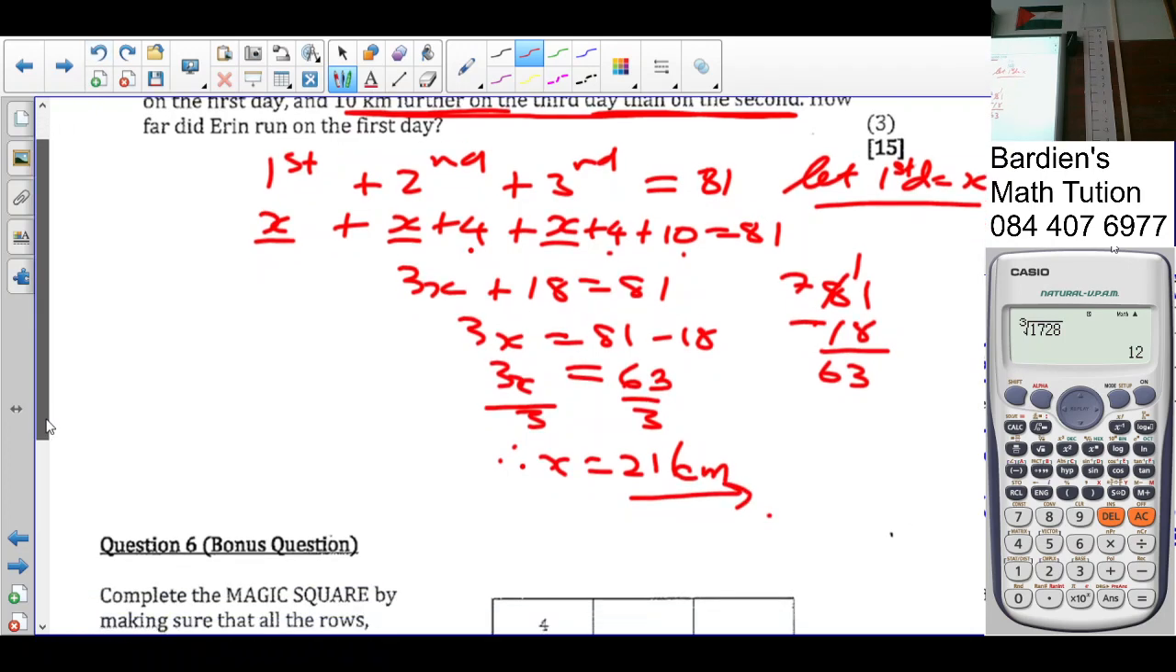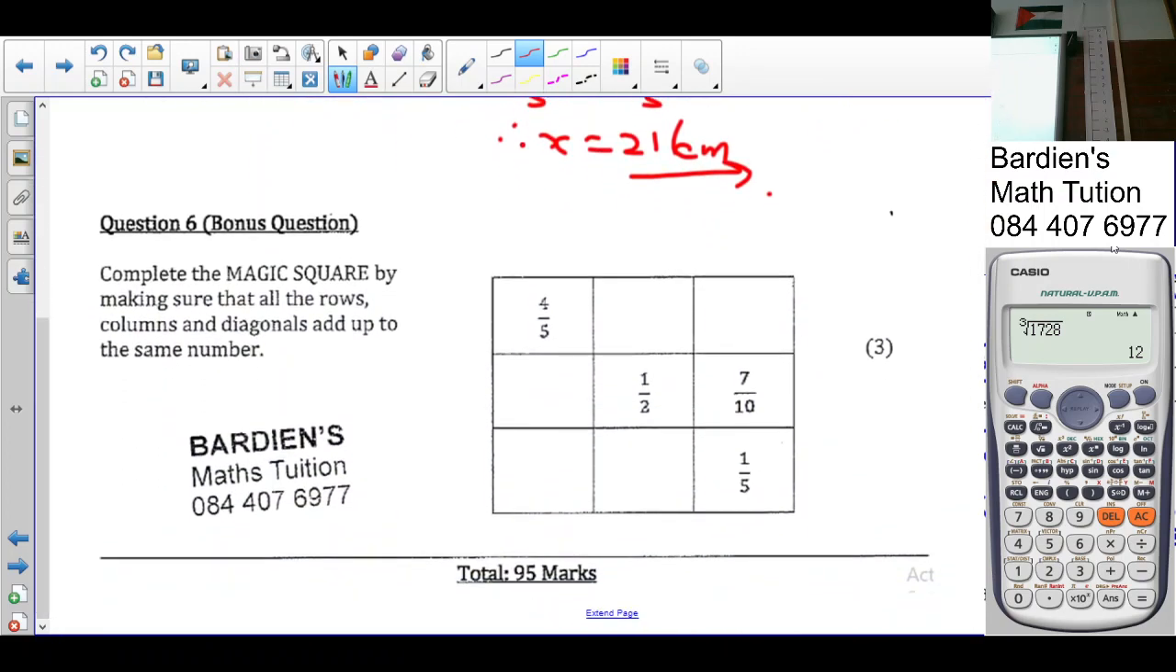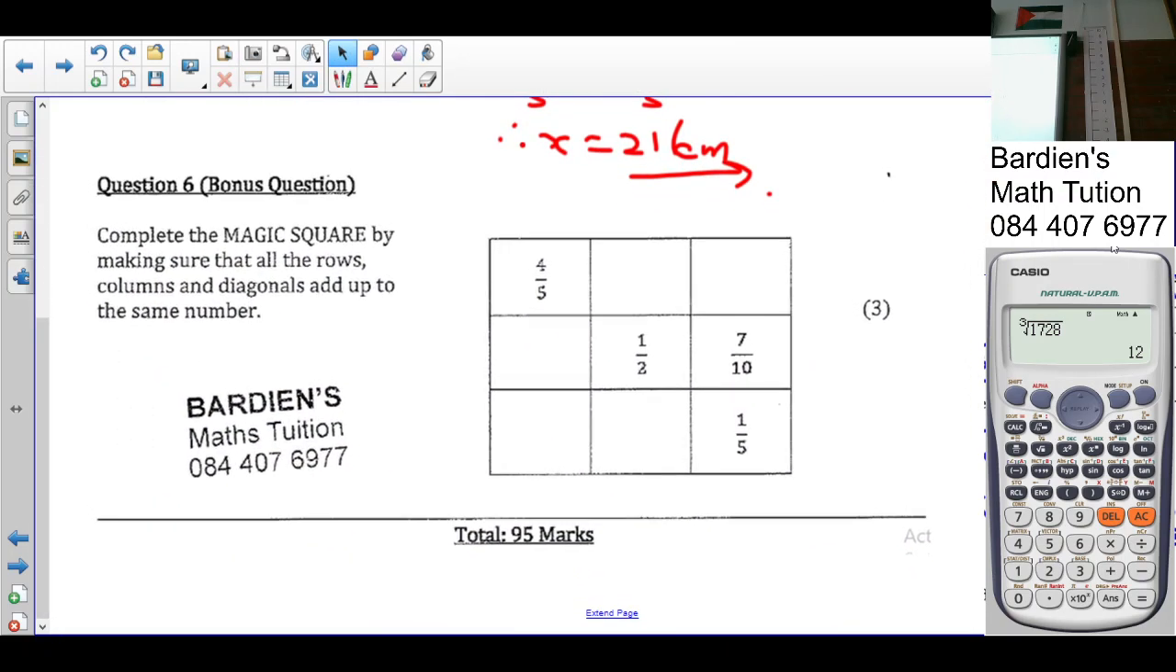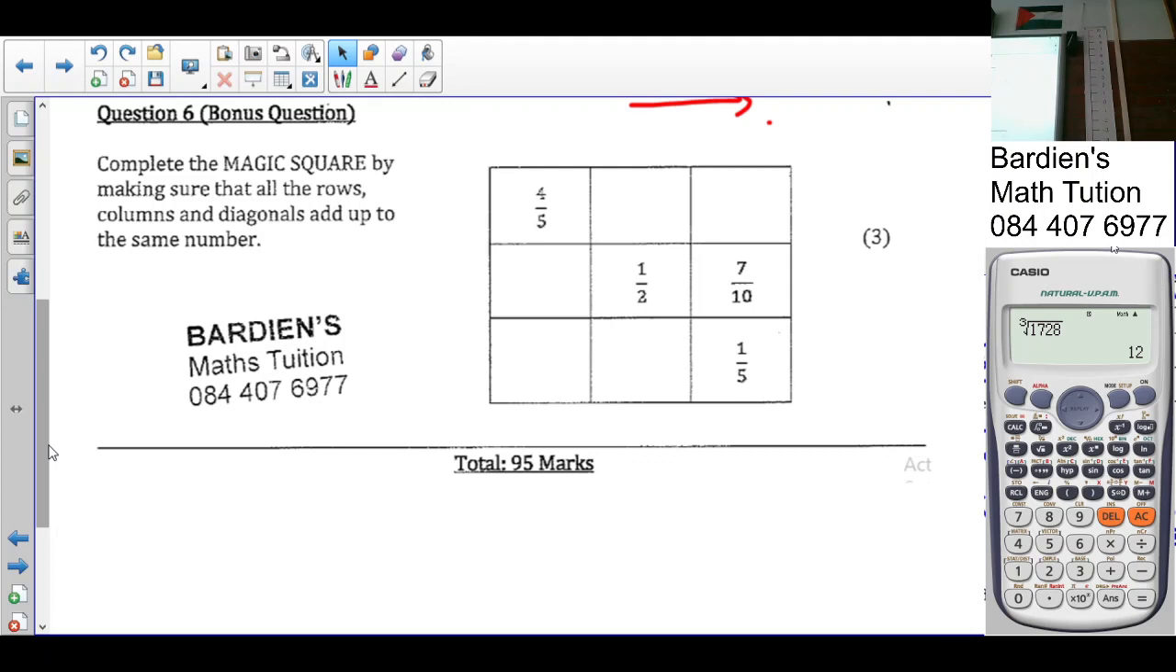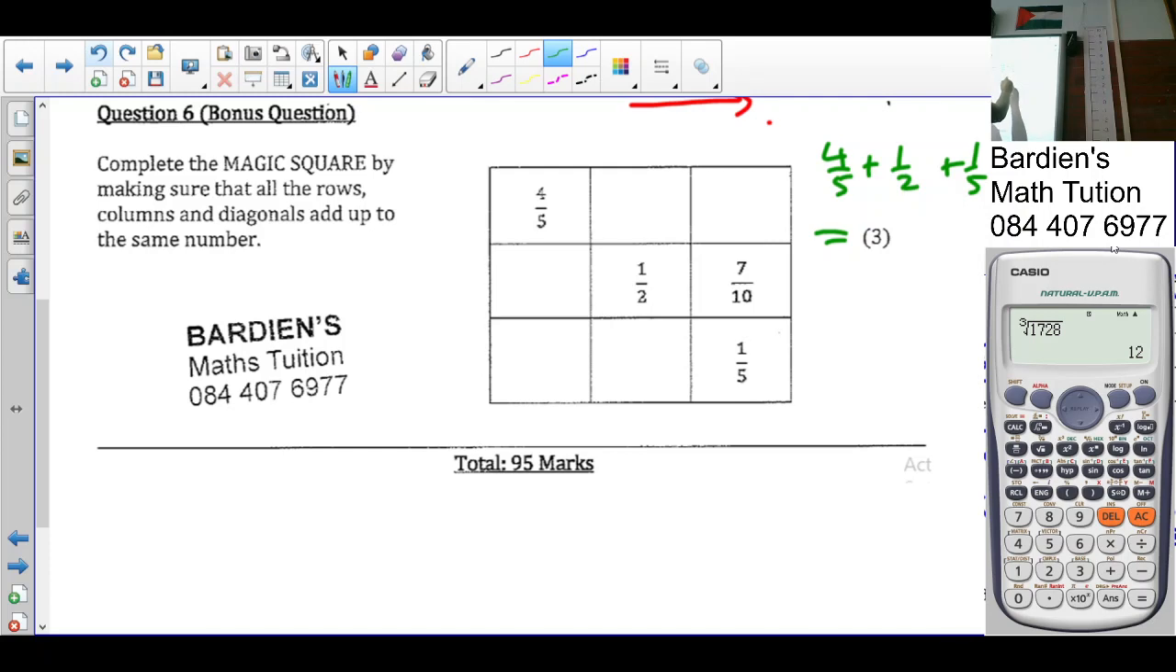Yes. And the last question, the bonus question: complete the magic square by making sure that all the rows, columns and diagonals add up to the same number. If we look at this diagonal, that's the only full one. So it's 4 over 5 plus 1 over 2 plus 1 over 5. That gives me 10 as the LCM. So it's 8 plus 5 plus 2, which is 15 over 10, which is 3 over 2. So your line sum is 3 over 2.